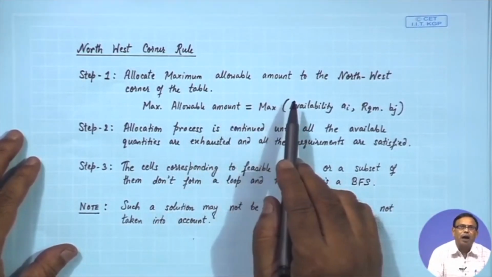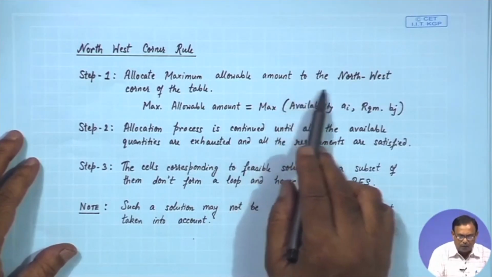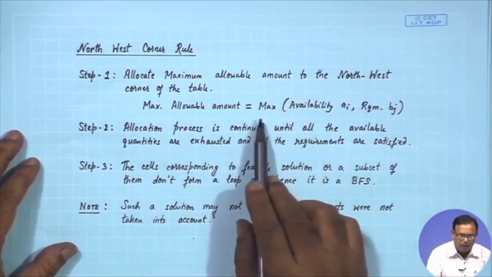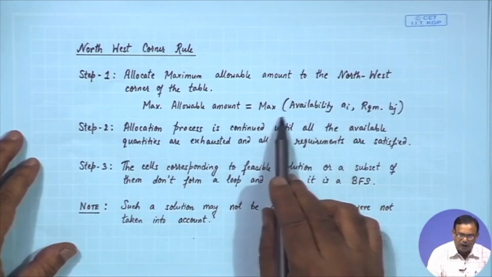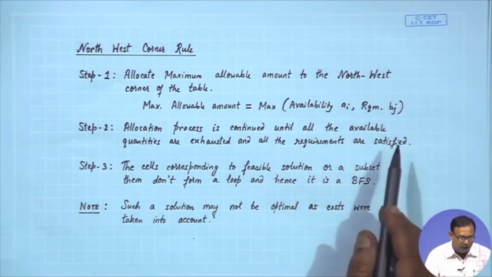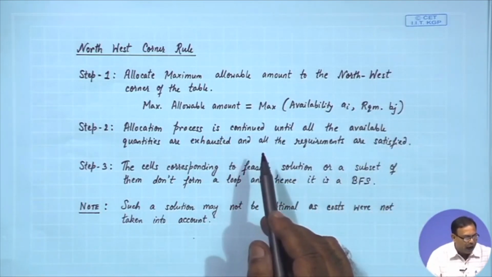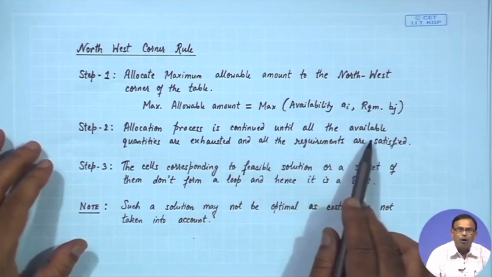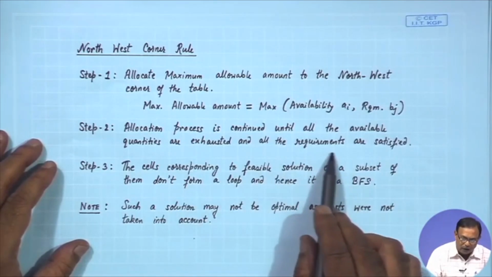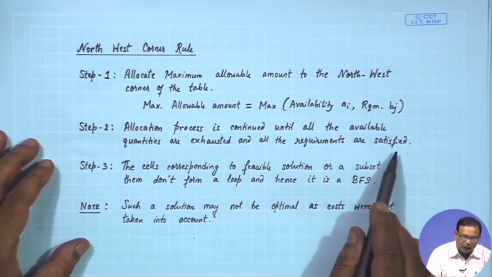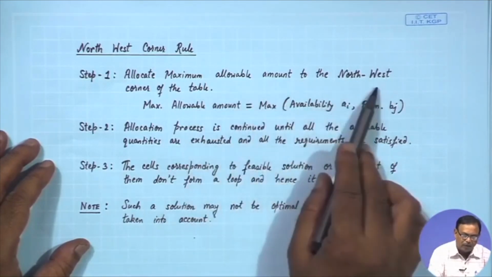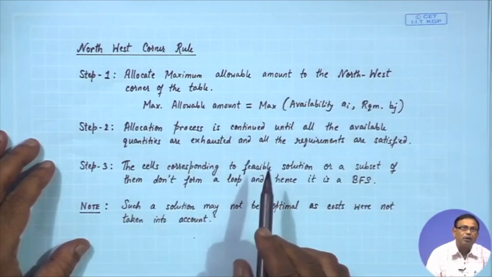Allocate the maximum allowable amount to the northwest corner of the table. That is, the maximum allowance amount equals the minimum of availability A i and requirement B j. In step 2, the allocation process is continued until all the available quantities are exhausted and all the requirements are satisfied. So, we are allocating the maximum available amount to the northwest corner of the table.